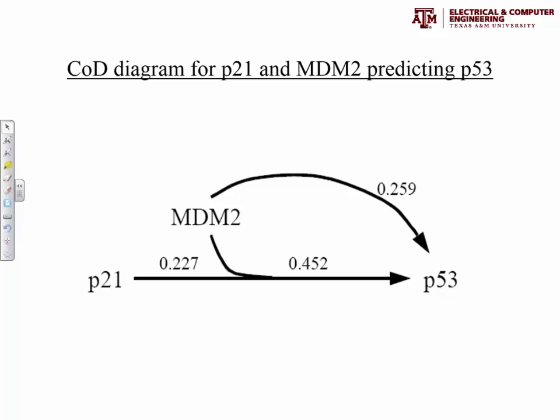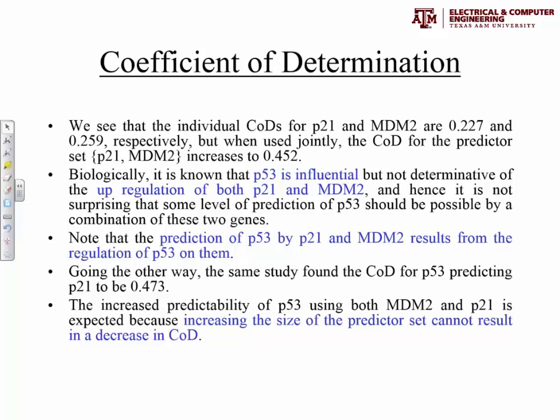But if, instead of using just one predictor for predicting P53, you use the two of them together, MDM2 and P21, then the COD goes up. It becomes 0.452. So we see that the individual CODs for P21 and MDM2 are 0.227 and 0.259 respectively, but when you use them together, the COD for the predictor set increases to 0.452.